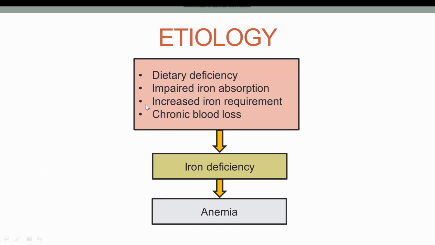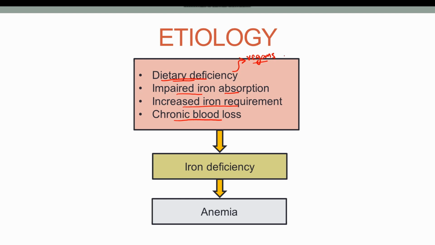Coming on towards the etiology, the deficiency of iron can arise due to multiple factors. First of all, the most important one is the dietary deficiency of iron. On certain occasions, if the diet is not deficient in iron, there could be impaired iron absorption from the gastrointestinal tract, or there could be an increased iron requirement, or in old ages, chronic blood loss can also result in iron deficiency. The dietary deficiency is more common in vegans, which occurs due to lack of heme iron.